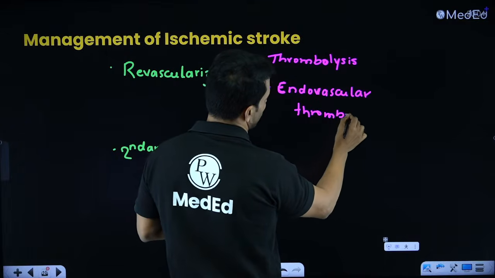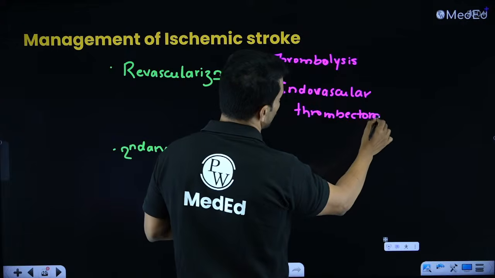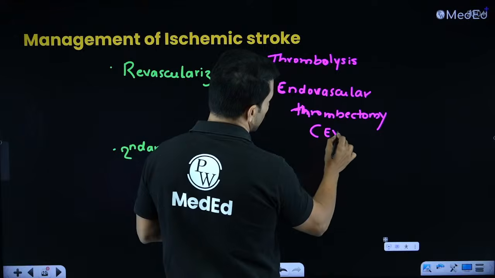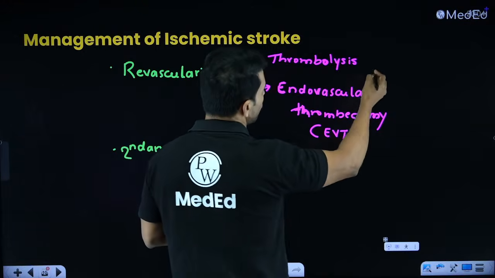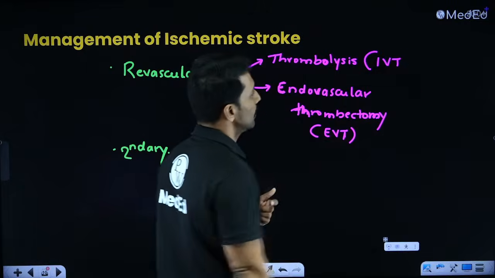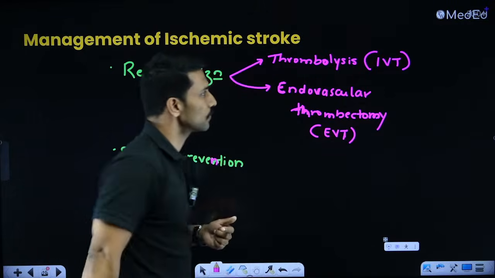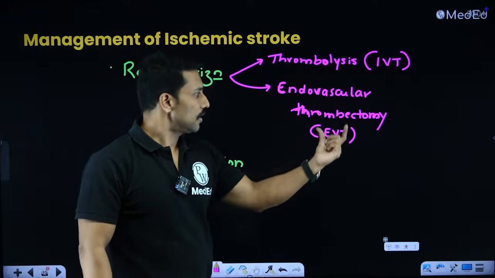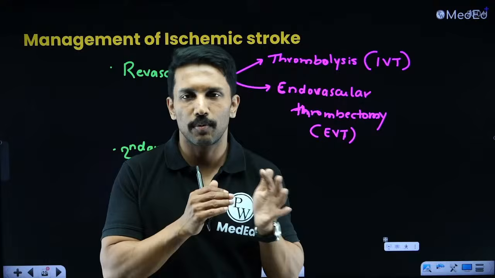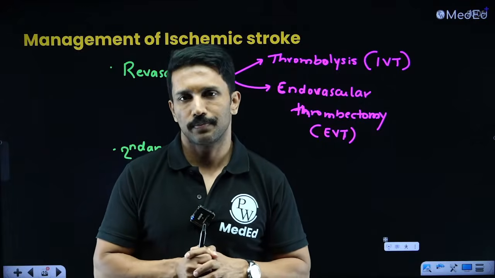Endovascular thrombectomy. You're putting a guide wire and trying to reach the blood vessel of the brain. You call it EVT, endovascular thrombectomy. And this thrombolysis is also called IV thrombolysis because you're giving the thrombolytic agent IV, so you can call it IVT. IVT and EVT, these are the two choices we have for re-establishing the blood flow to the brain.